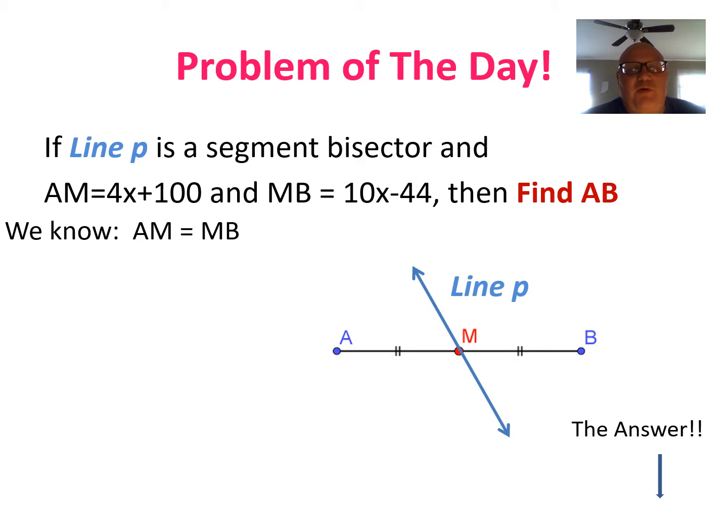AM is 4x plus 100. All right. So that's what from here to here, right? MB is 10x minus 44, so that's from here to there. That's the length. It's just calling it an expression, 10x minus 44, excuse me. So find AB, which is actually the measure of AB. So once it's defined from here all the way to here.